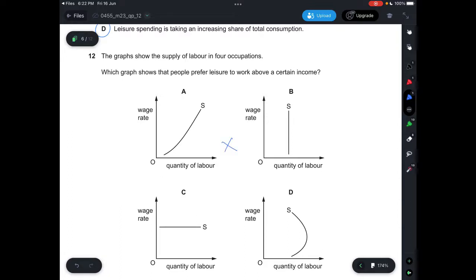B, the wage rate remains the same regardless of the quantity of labor. The wage rate is different, but then the quantity of labor will be the same. This doesn't exactly mention that people prefer leisure to work above a certain income because it is just one straight line, so there's no decrease in quantity of labor, so it's not correct. C, you can see that despite an increase in quantity of labor, the wage rate remains the same. So this is not the answer because there's no decrease in quantity of labor.